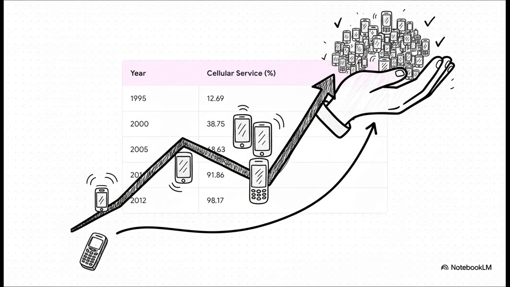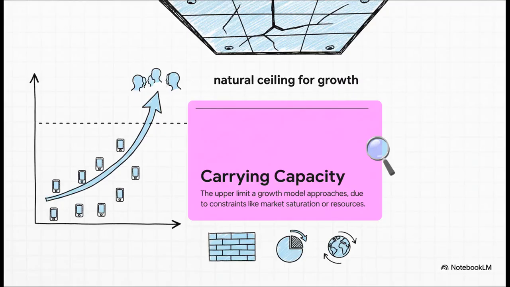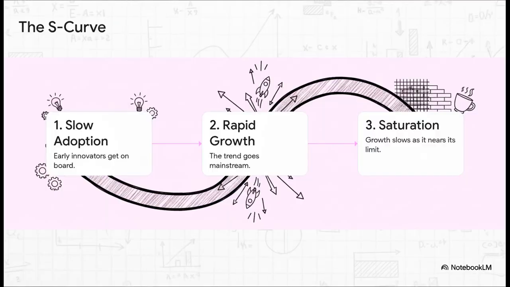And the reason is simple. Almost everyone who is going to get a cell phone already has one. This point where things level off is a super important idea called the carrying capacity. It's just the natural ceiling for growth. For cell phones, the carrying capacity is basically 100% of the population. You just can't sell more phones than there are people to buy them. It's a natural limit. So this whole process creates this beautiful S-curve that tells a complete story.